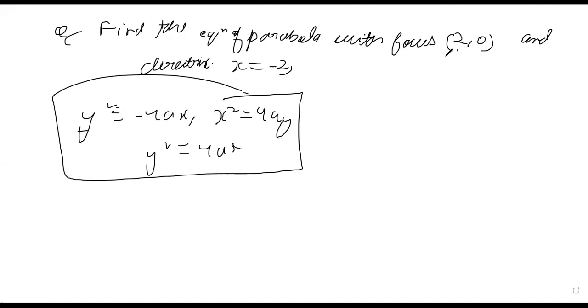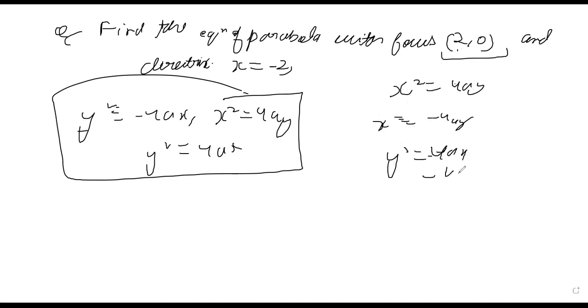It would be x square is equal to 4ay. On which axis is the focus? It's on the x axis. So can it be x square equals 4ay or x square equals minus 4ay? It's y square is equal to 4ax. Yes, it will be y square equals 4ax, and not minus 4ax, because the focus is on the positive side of the x axis.